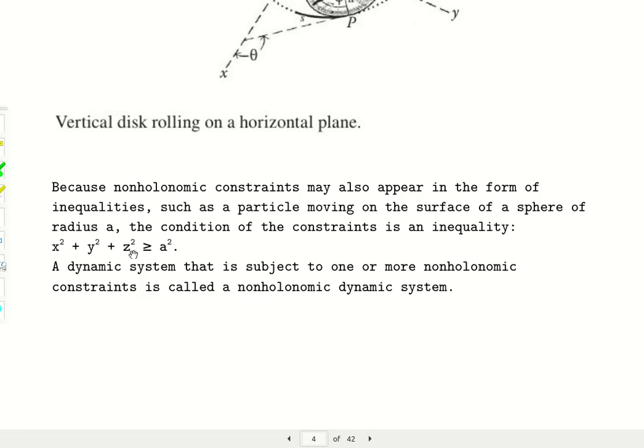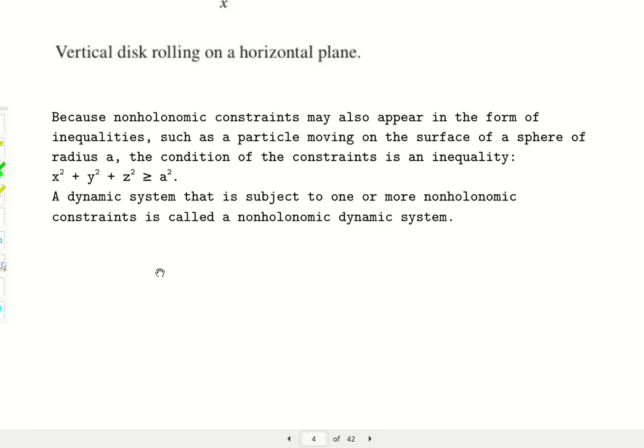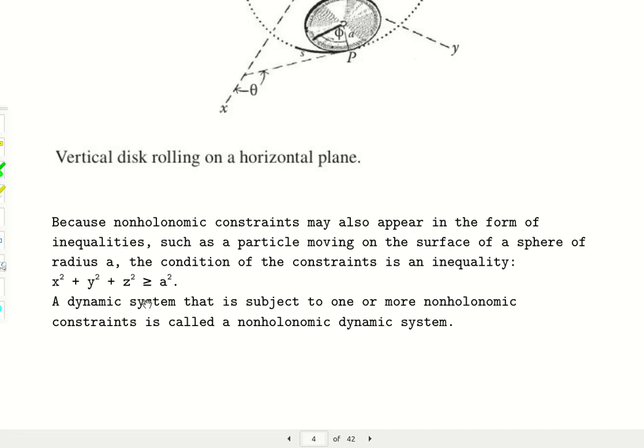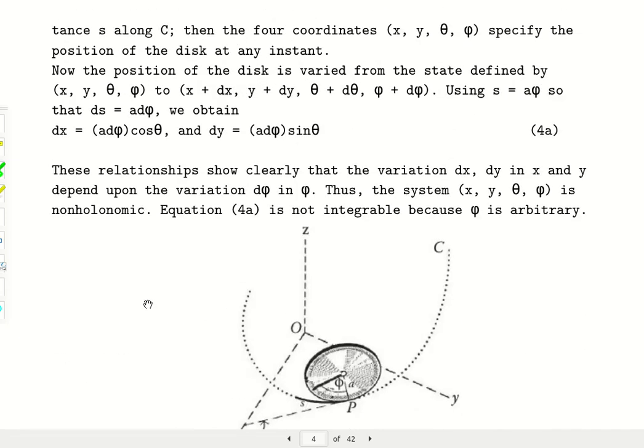So it can be greater than or equal to the radius of the sphere, because the particle cannot penetrate into the hard sphere, but it can fly up off the sphere. So greater than a square is possible, but not less than, and equal is also possible. So inequality is there. Inequality means you can't take a coordinate as independent or dependent, so it is hard to handle here. These are the examples of non-holonomic constraints.